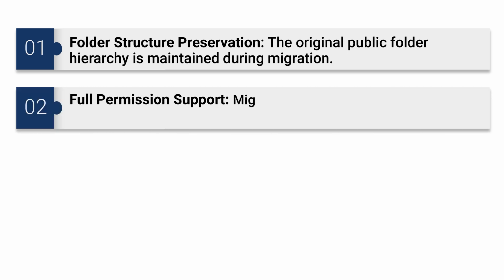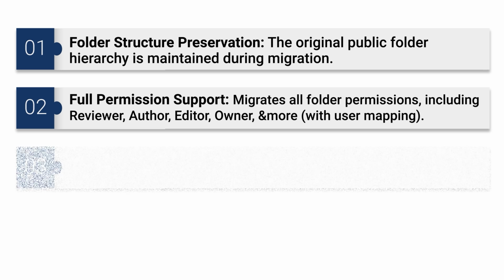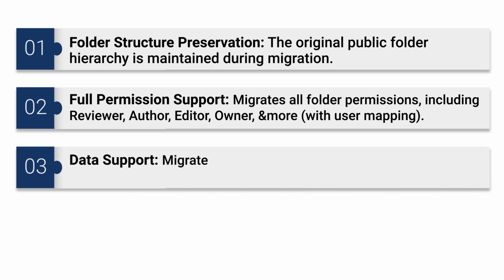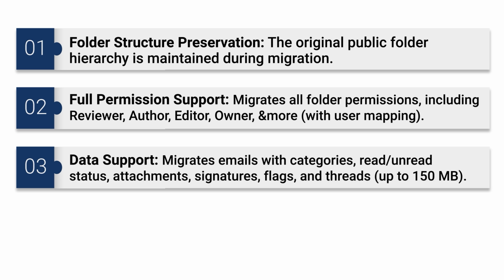Second is full permission support. It migrates all folder permissions, including reviewer, author, editor, owner, and more, with user mapping. Third is data support. It migrates emails with categories, read, unread, status, attachments, signatures, flags, and threads, up to 150 megabytes.